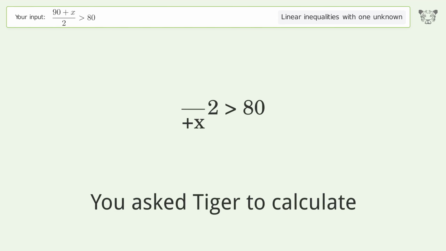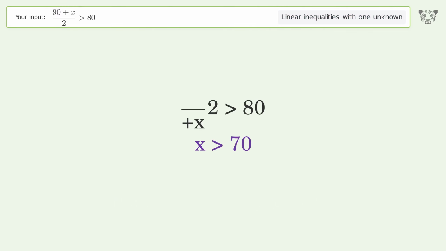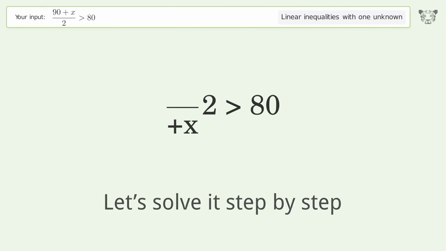You ask Tiger to calculate. This deals with linear inequalities with one unknown. The final result is x greater than 70. Let's solve it step by step.